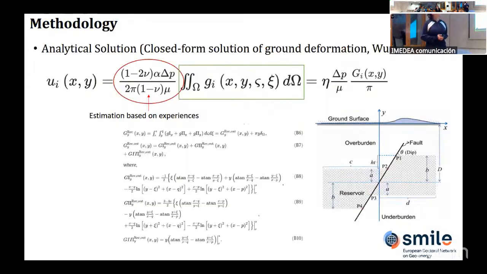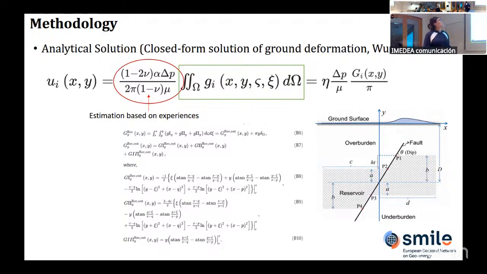So here, as I mentioned, the forward model is built on this analytical solution, which came up by Wu in 2023. It provides a closed form solution to calculate the ground deformation in two dimensions. This plot is the geological model, and it is the model we are using in our research.